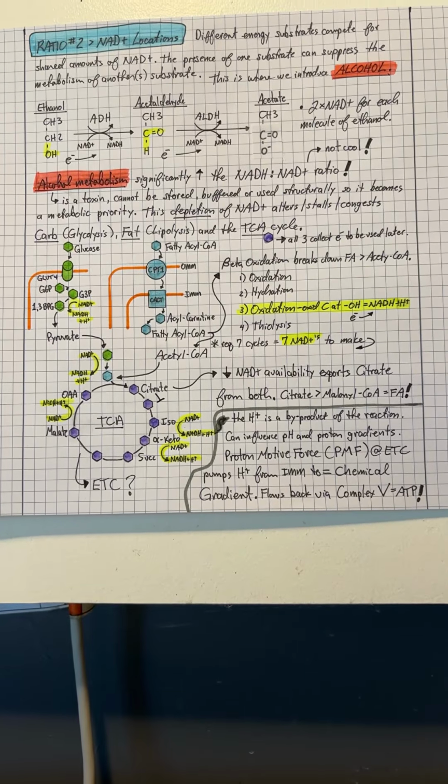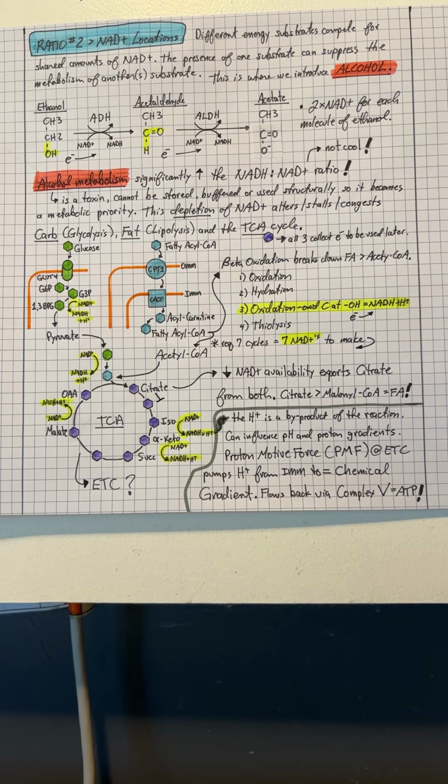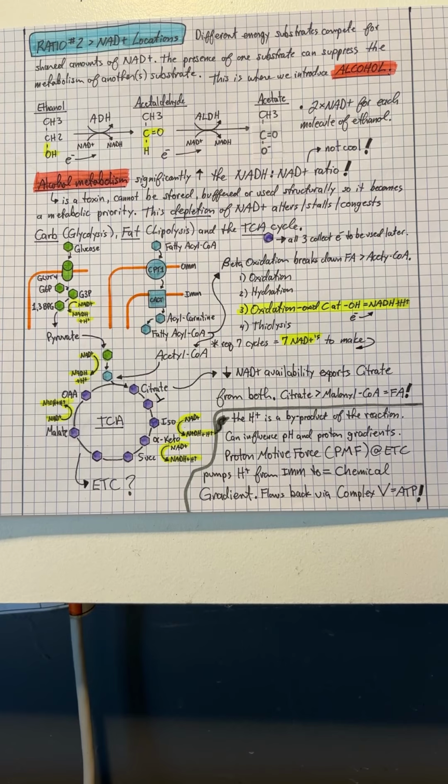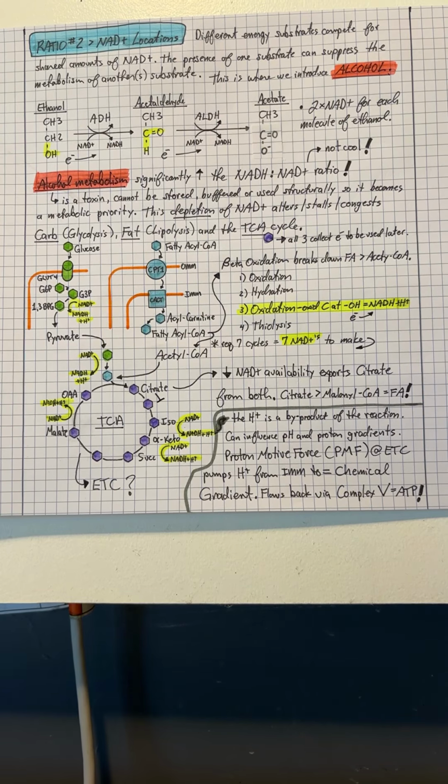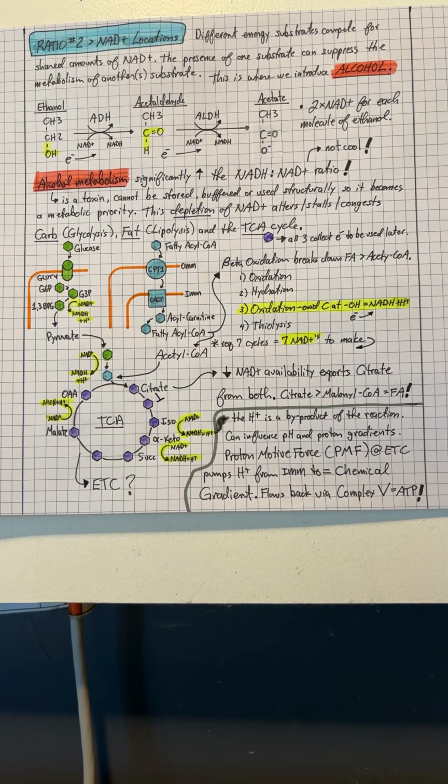Today we're going to continue on with our ratio number 2, NAD. Different energy substrates compete for shared amounts of NAD. The presence of one substrate can suppress the metabolism of another substrate. For example, carbs and fats, but also the substrate alcohol.